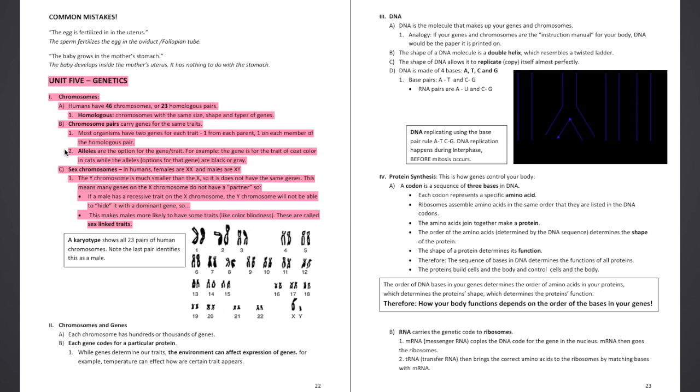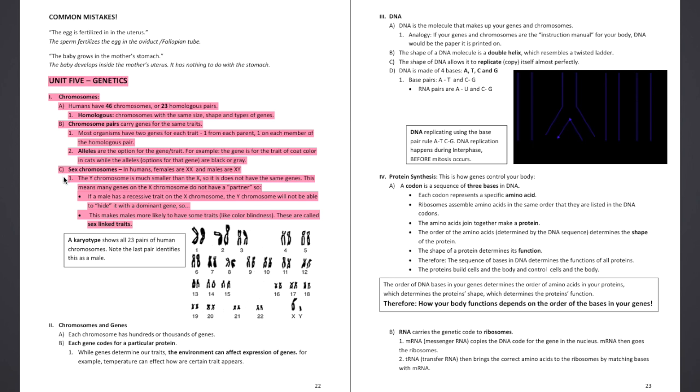2. Alleles are the option for the gene or trait. For example, the gene is for the trait of coat color in cats, while the alleles, options for that gene, are black or gray. C. Sex chromosomes. In humans, females are XX and males are XY.